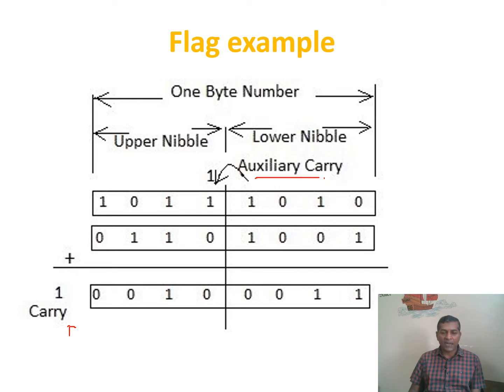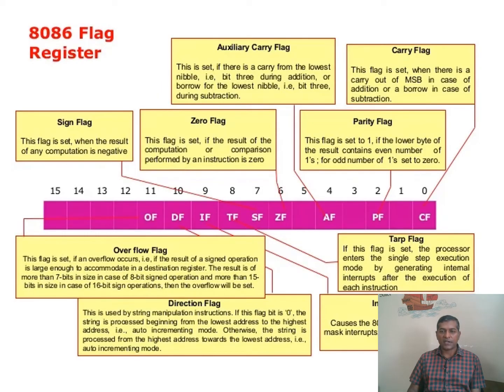The same applies to parity. It depends on whether the number of ones available after generation of the result is even or odd; depending on that, the parity flag will be set. So this is how the flags will be generated. Now what we said just now, the result of the total 8 bits is done, and if a carry is generated after addition, then the carry flag will be set.